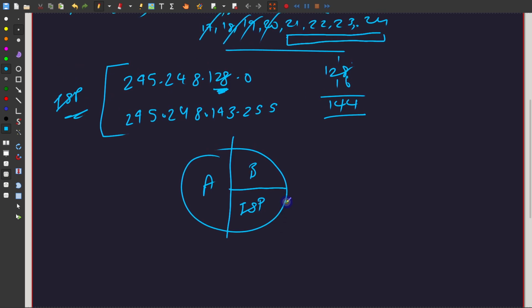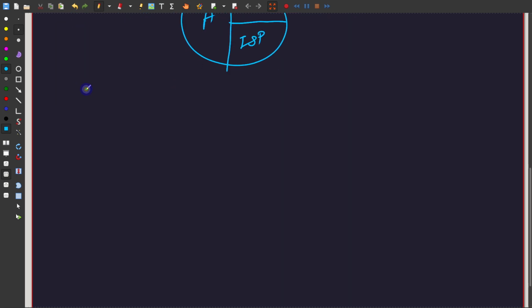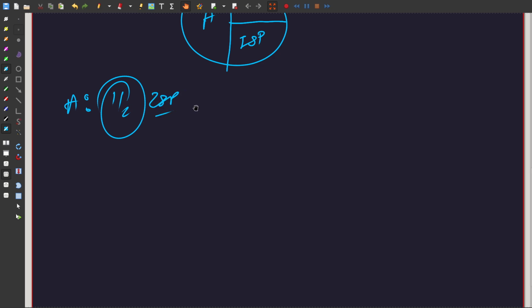Okay, now we'll keep this in mind. I'll keep this. Drawing a box probably is the wrong move, but this is what the ISP owns. I just want to highlight that fact. Now let us consider how much A can actually own. A wants to own half of whatever the ISP has, right? Now think about it. We started with /20, right?